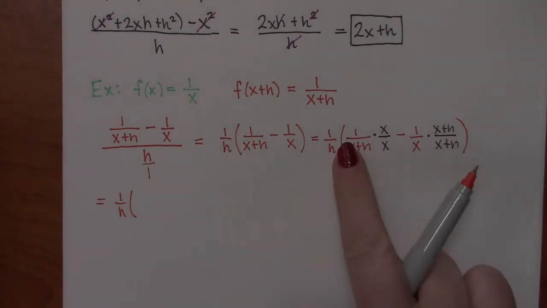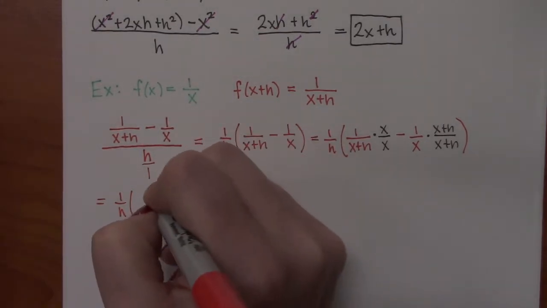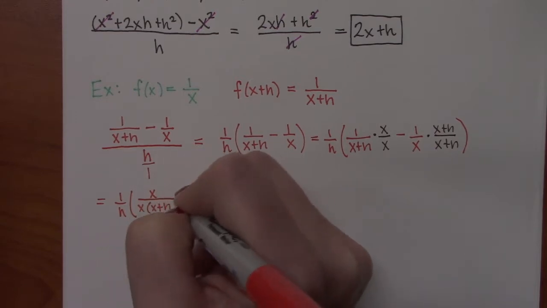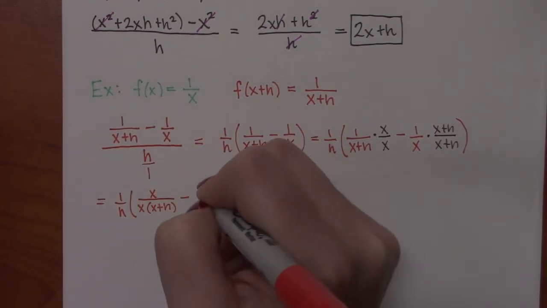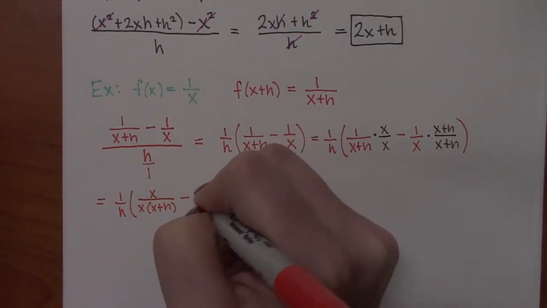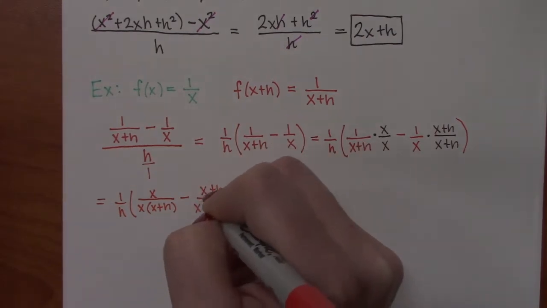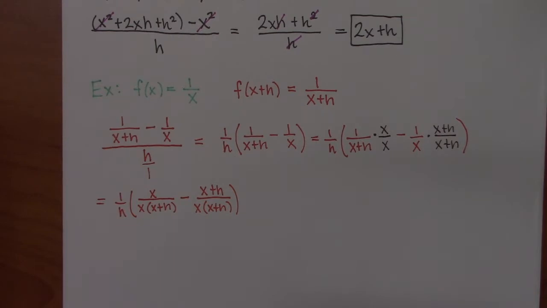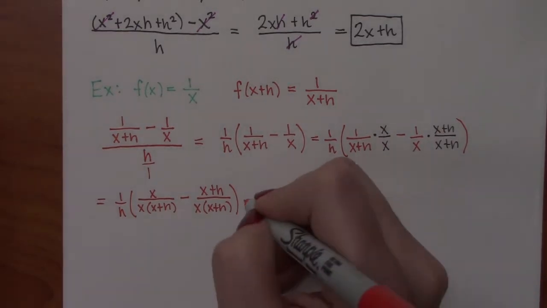This first term is going to be x over x times x plus h, minus x plus h over x times x plus h. And you don't have to do this in as many steps as I'm doing it. You can actually go from the first line down to the next line if you see it, but I'm just writing all this out because for some of you it's probably been a while since you've done this.